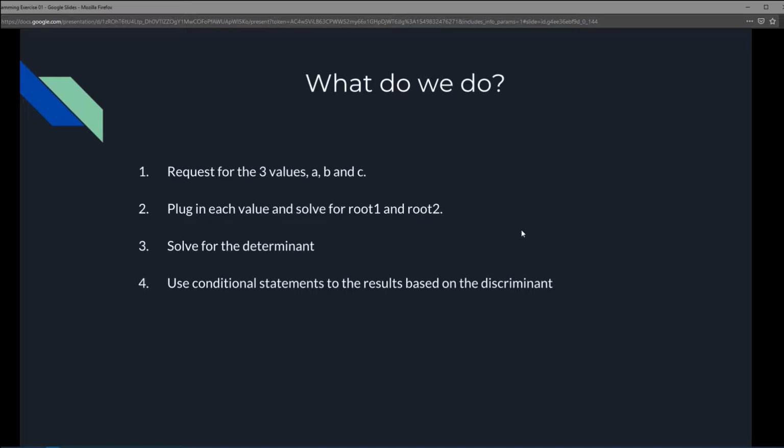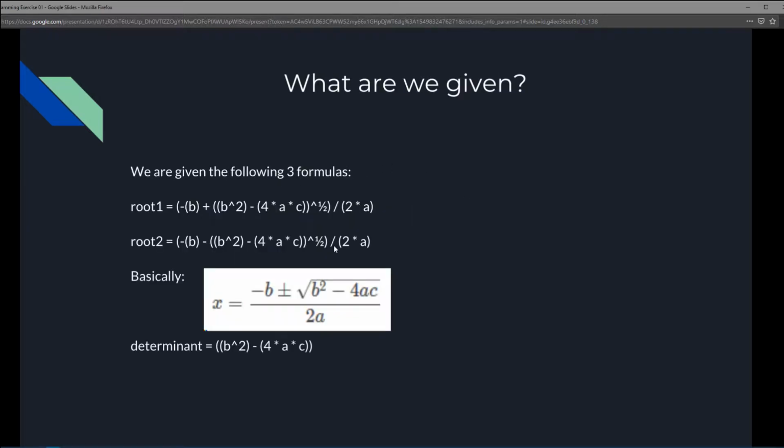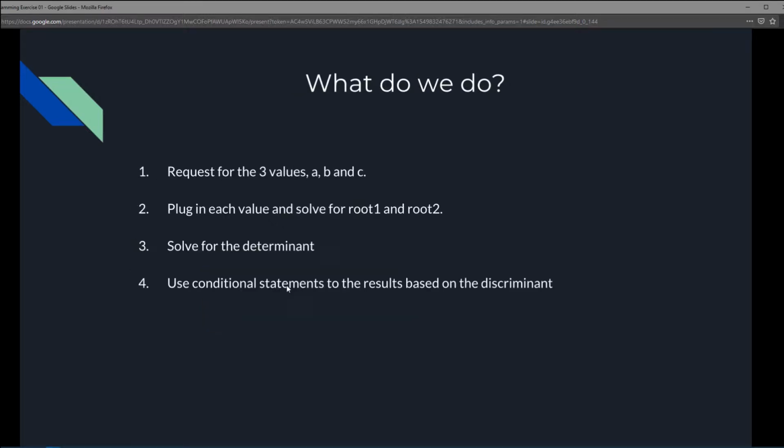Well, first thing we're going to do is request the three values A, B, and C from the user. We have to request those before we can plug in and solve. So that's step 1. Step 2 is, after we get A, B, and C, to plug them into root 1 and root 2. Once we plug them in, we can solve for root 1 and root 2.